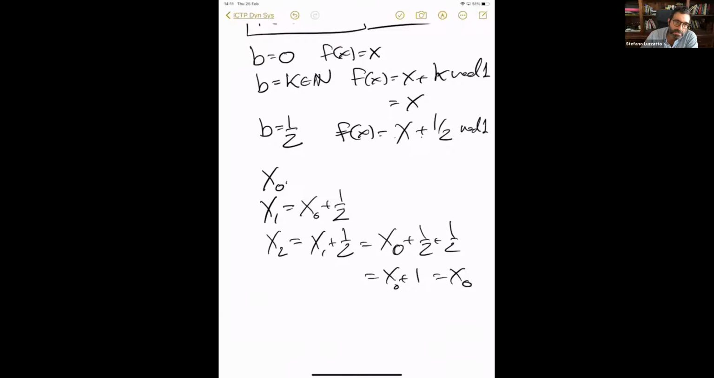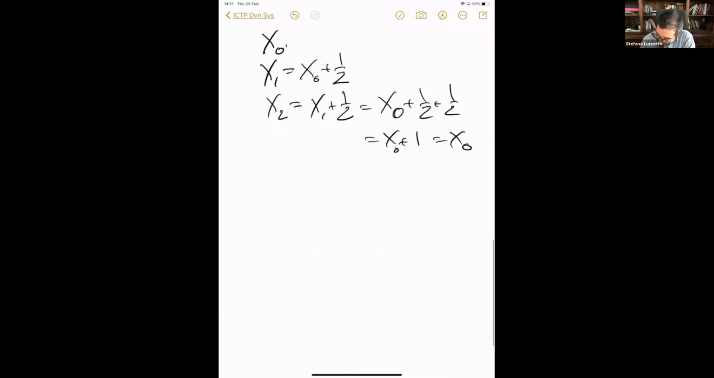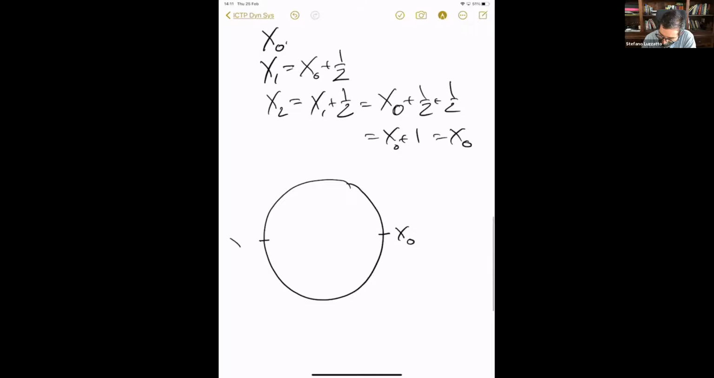Right? So this is very simple. If you think of it on the circle, which has length 1 because we're identifying 0 and 1, this is x0. x1 will be exactly on the other side. We will go halfway around, and then we will come back. x0 is a fixed point for f squared. Is that okay for everyone?